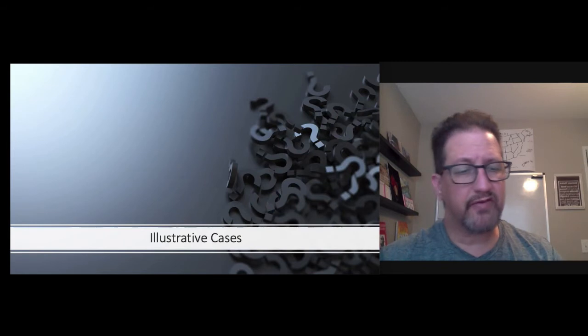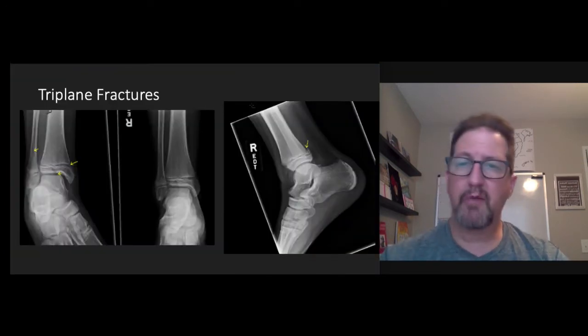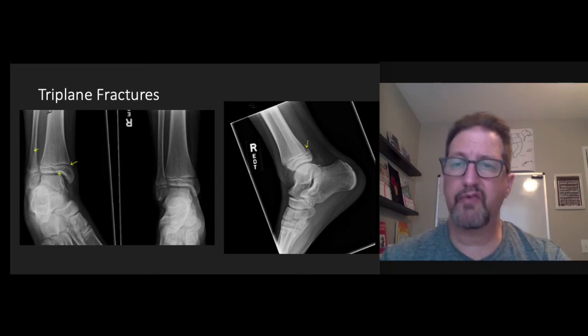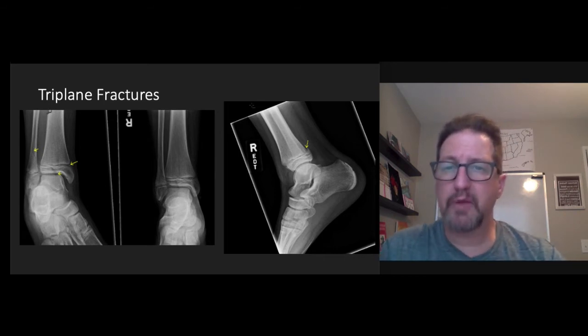Okay, let's get right to the cases. Triplane fractures have come up on the first section that you had done already from pediatric fractures. But I wanted to go over this real quick just to make sure that you understand sort of what a triplane fracture really is.